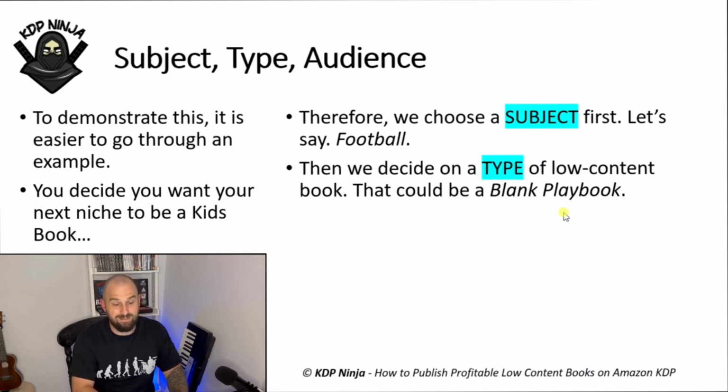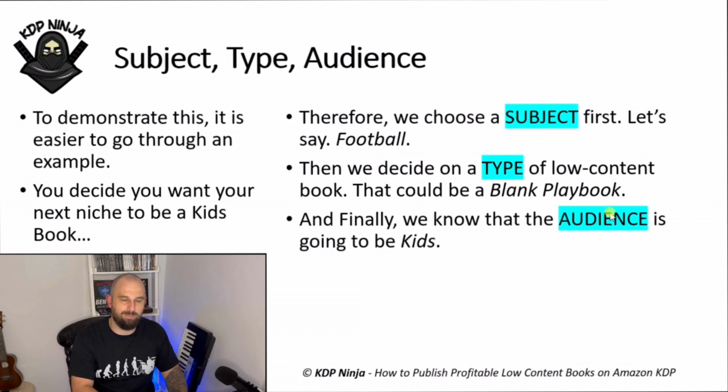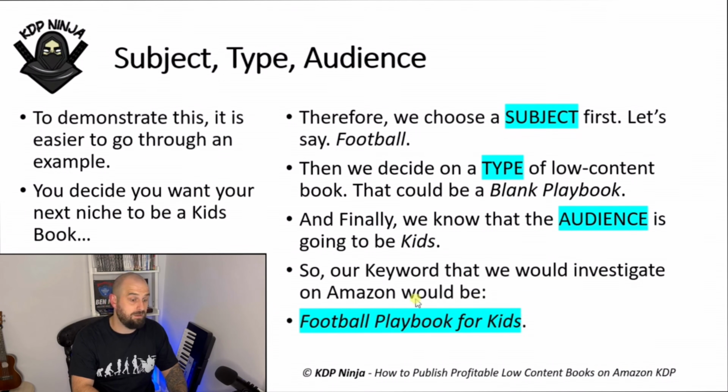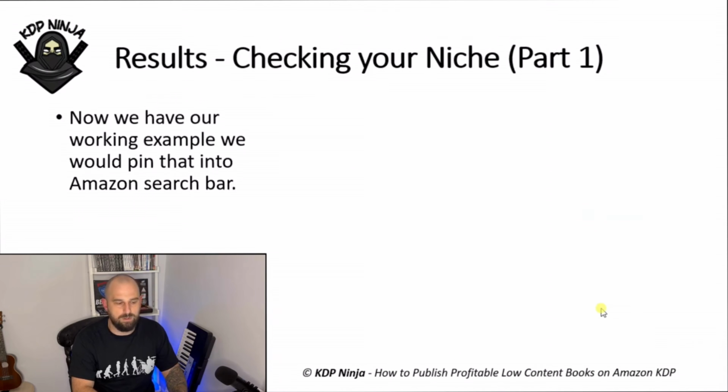And we decide that the type of low content book is going to be a blank playbook, okay? So it's a football blank playbook. And we already know that the audience is going to be kids, okay? So our keyword that we'd investigate on Amazon would be football playbook for kids. And we would see what results we get back from that particular keyword, okay?